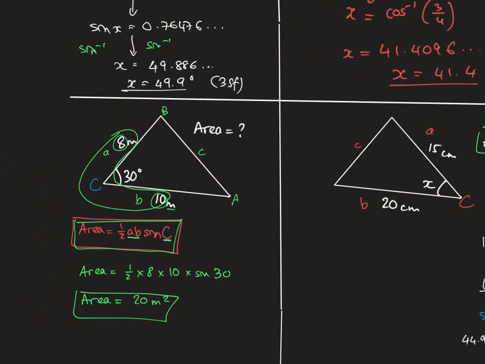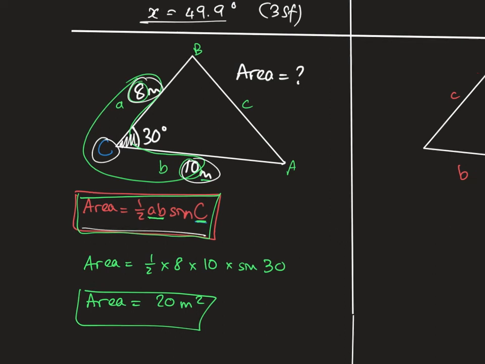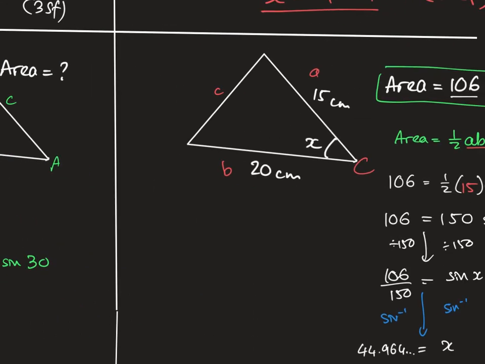So just to recap for the area, what you will have is an angle with two sides either side of it, and you use this equation here. Same thing again. I've got my angle here with these either side that will give me my area. So it's much like the cosine rule with those three together.